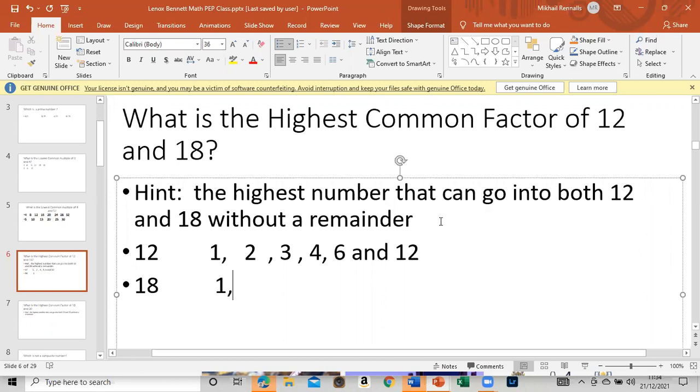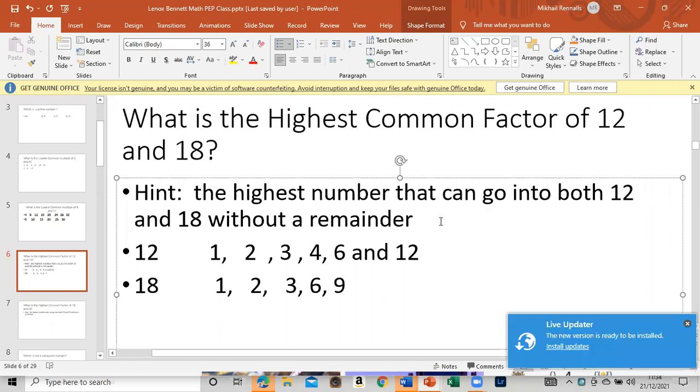1 is a factor, 2, 3, 4 is not, but 6 is, 9, and 18, right? So from this group now, we're going to look at the number that has the highest value, and that would be 6. See there? That's what common means. It's in both of them, right? So the only number that is in both of them with the highest value would be 6.